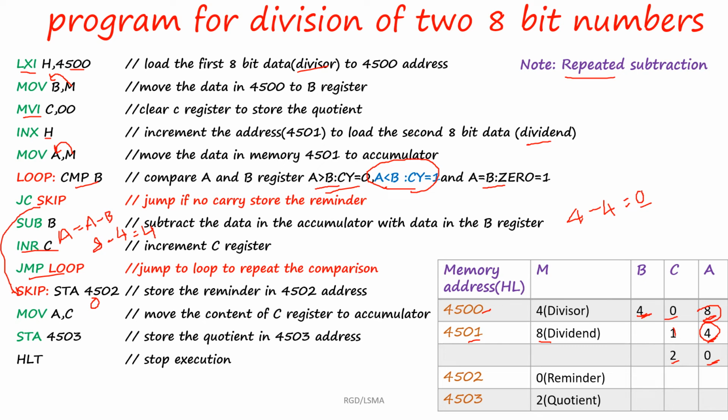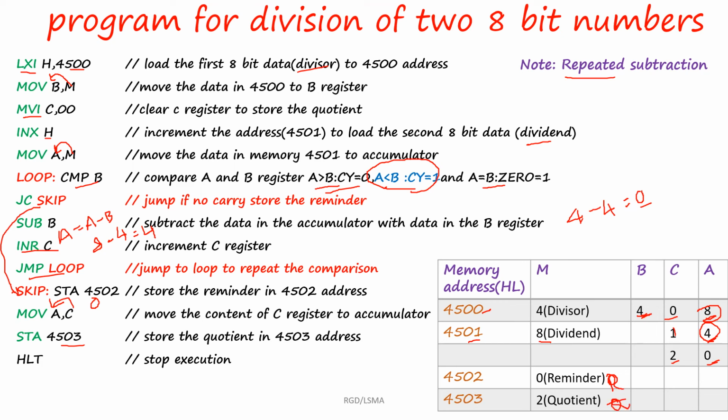Then whatever data is available in the C register can be moved to the accumulator and you can see the quotient value, right? Here the C register is incremented to 2, so the 2 will be loaded into the accumulator now. After that you can store this accumulated data into 4503. So in 4503 you can see the quotient. 8 by 4 is 2, right? So 2 is the quotient and the remainder will be 0. This is the remainder and this is the quotient.